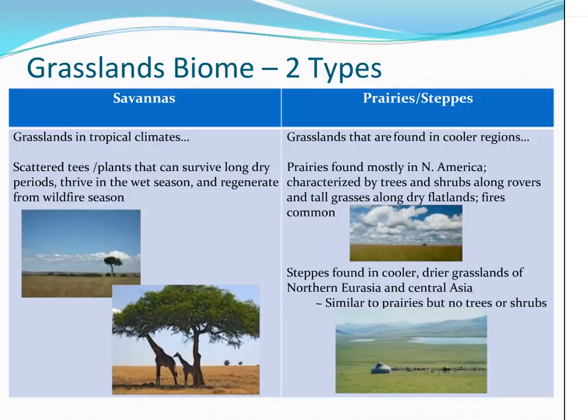Steppes are found in a cooler environment, and there's drier grasslands of northern Eurasia and Central Asia, and they're similar to prairie, but there's no trees or shrubs. So that's the difference right there. So sometimes it's 2 subcategories, and other times people really divide it into 3. Savannas, prairies, and steppes.